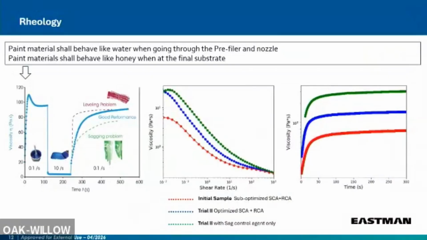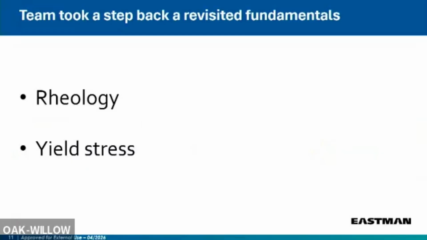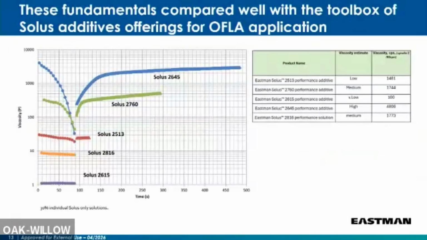Because if you don't do that, as I told you, you end up with this green line, just like this, and a very high recovery. Very good for sag, but very bad for flow and leveling. So you look at the rheology modifiers. These are the rheology modifiers we have in our toolkit.